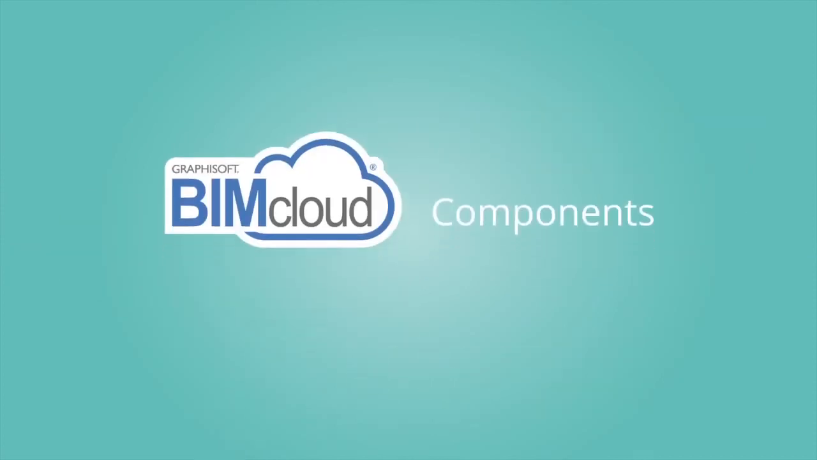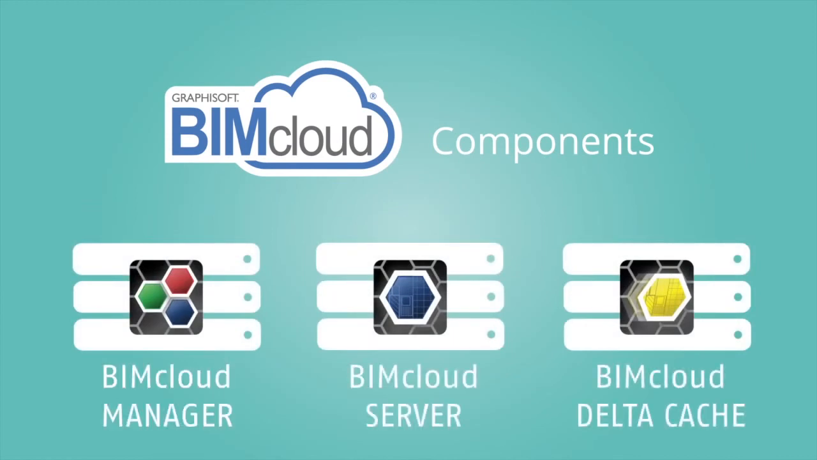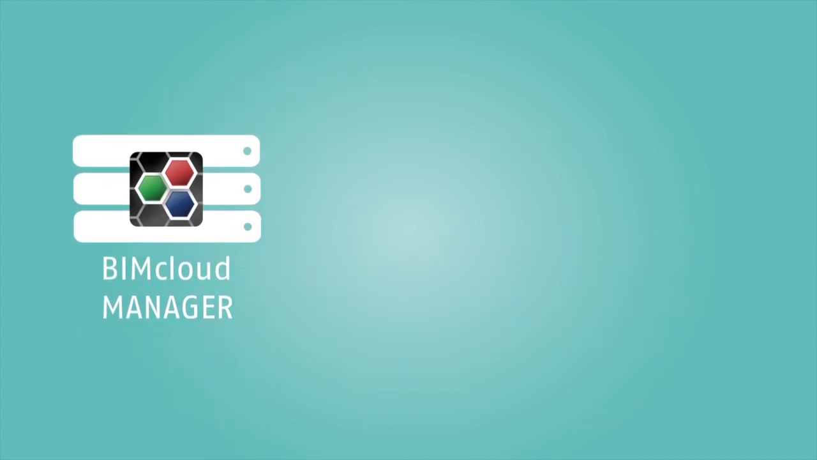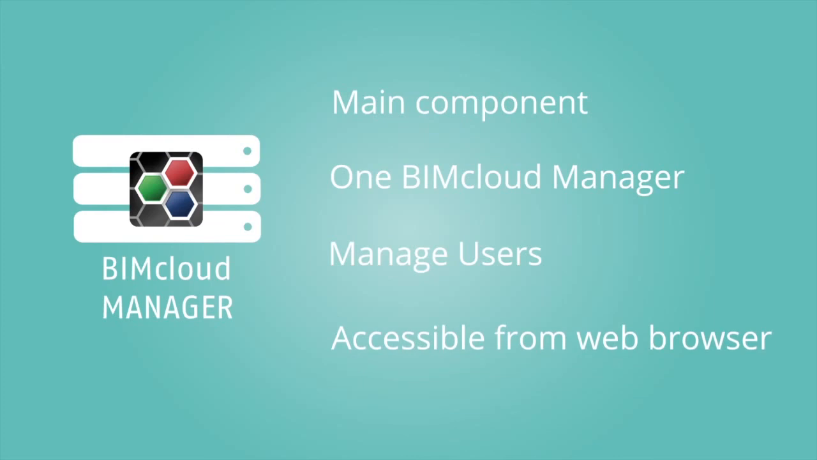The BIM Cloud consists of three main components: the BIM Cloud Manager, the BIM Cloud Server, and the BIM Cloud Delta Cache. The BIM Cloud Manager is the main and must-have component of the entire system. This is the gateway from which all connections start. A company needs only one BIM Cloud Manager in the office. This is where managers store the users, project's logical structure, the roles, and libraries. This component provides the browser-based management interface as well.